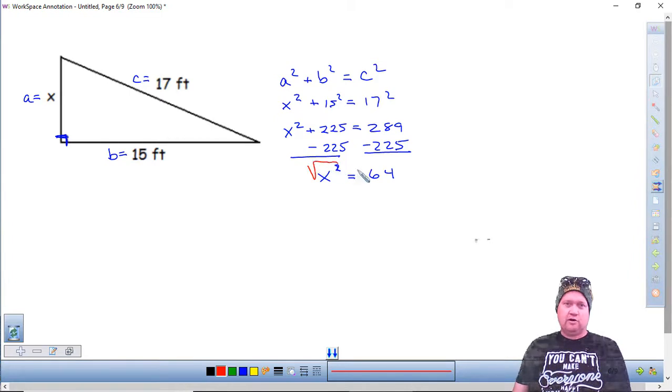And the last step is to take the square root of both sides. So we'll go ahead and take the square root of this. I don't need a calculator for the square root of 64. X is going to equal 8.